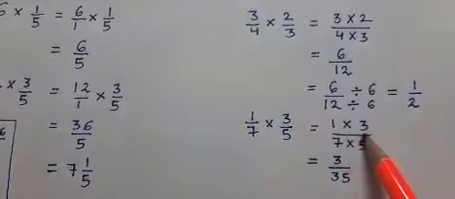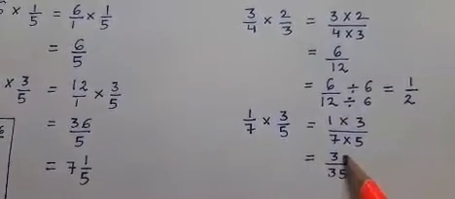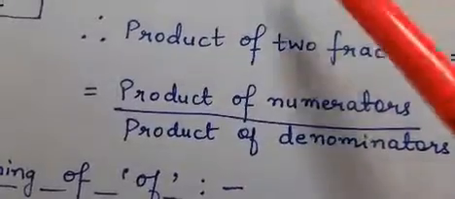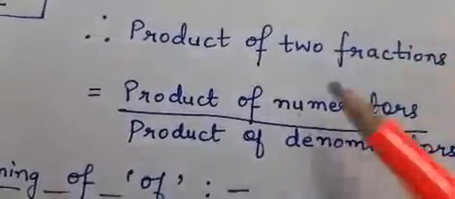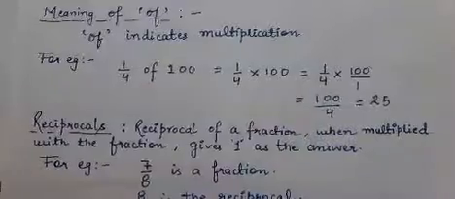Again, when I multiply these, I get 1 into 3 as 3, 7 into 5 as 35. So 3 upon 35 is our final answer. So the product of two fractions is the product of numerators divided by the product of denominators.